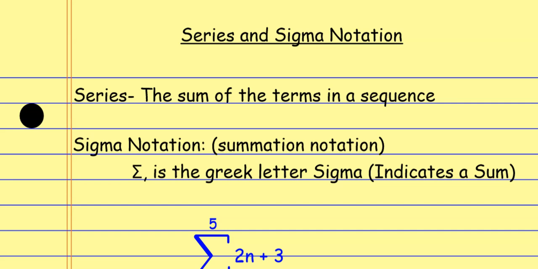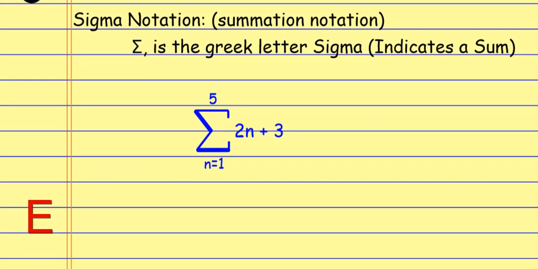Sigma notation, also known sometimes as summation notation, is really just a way to display a series using mathematical equations. For example, look at this capital E looking thing, but it's a little bit strange and pointy. That is the capital letter sigma. In mathematics, when we see uppercase sigma like that, it indicates a sum. When we're talking about the sum of something, we'll use sigma to denote that.